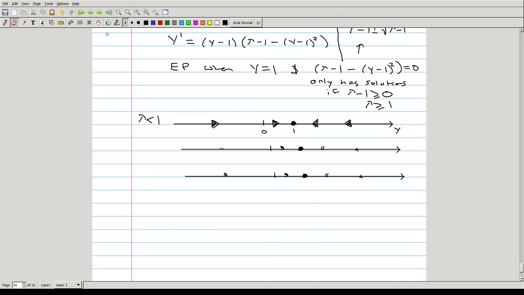On the other hand, when lambda is positive, we're going to have a slightly different picture.